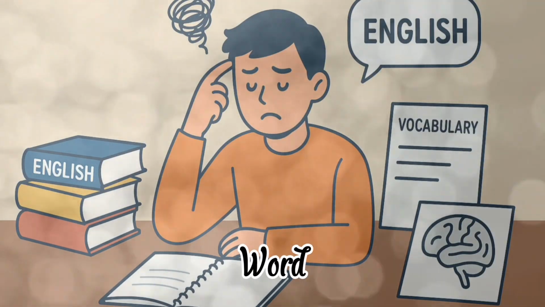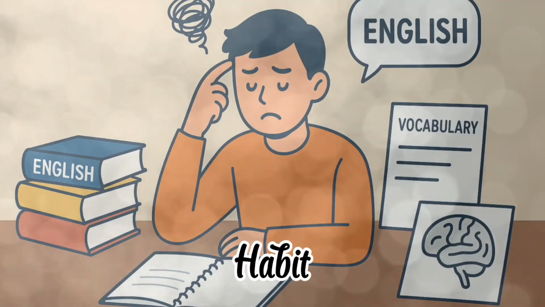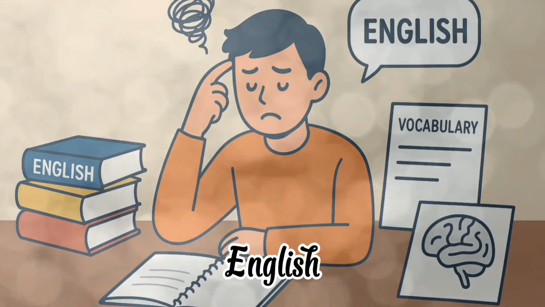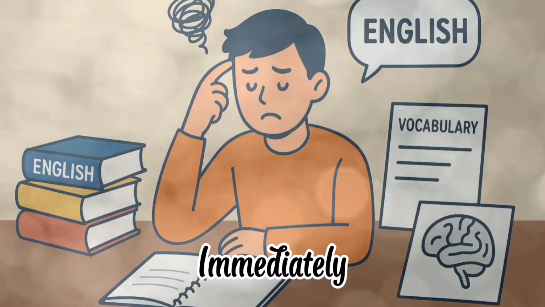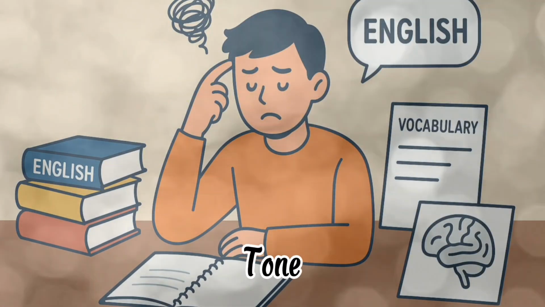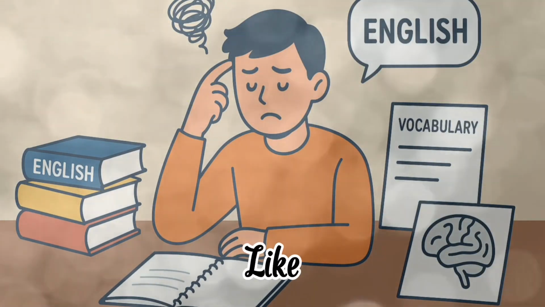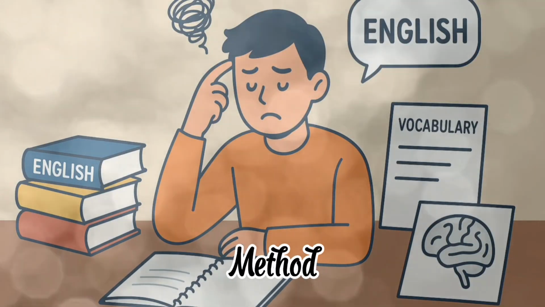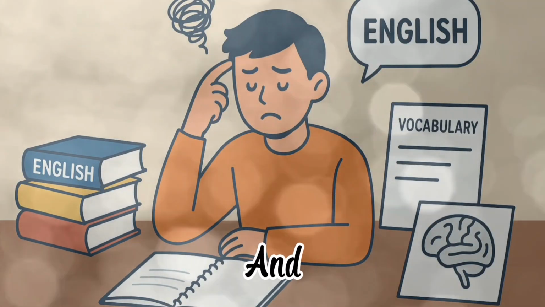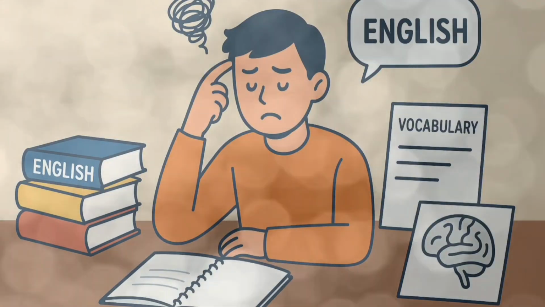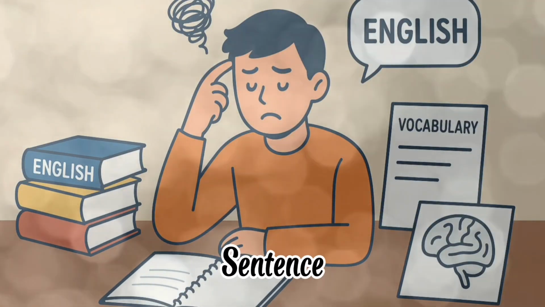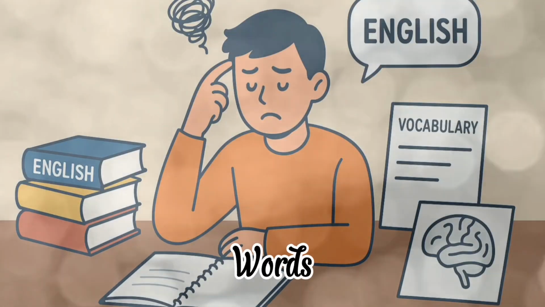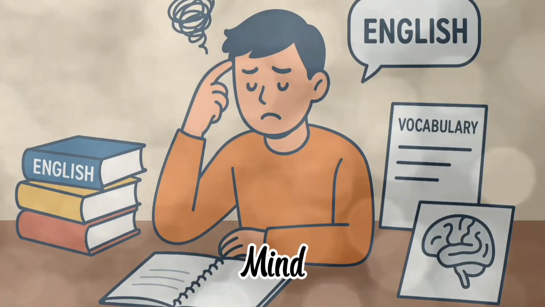Not word by word. Another useful habit is shadowing practice. It's simple. Listen to a short English audio clip and repeat it immediately, trying to match the rhythm, tone, and flow. You'll feel like you're copying, and that's exactly the point. This method forces your brain to think and respond at English speed. You start picking up natural sentence patterns, and slowly, your brain starts predicting the next words, just like a native speaker's mind does.